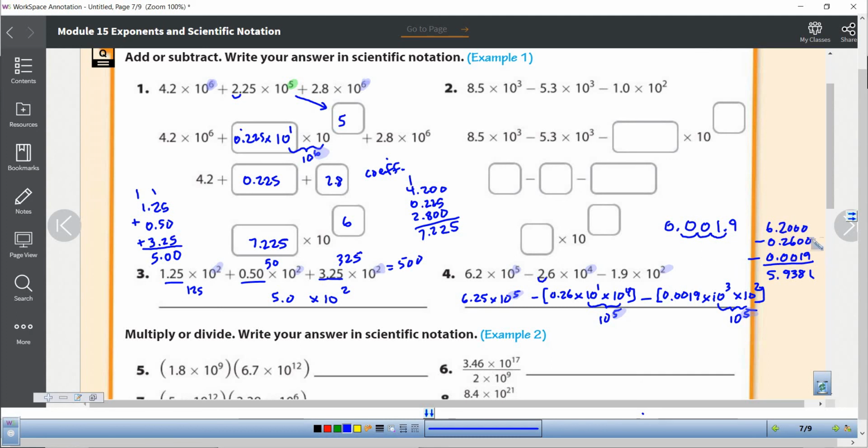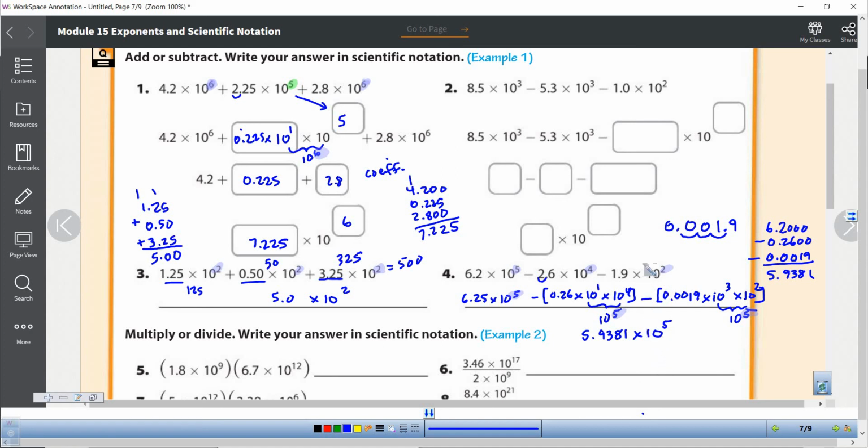I was going to do the whole borrowing thing and everything. I got to tell you, I'm a little bit tired and I'm not thinking super straight here. Okay, so I get as my answer 5.9381. And boys and girls, ladies and gentlemen, what is the power of 10? It is 10 to the 5th power.